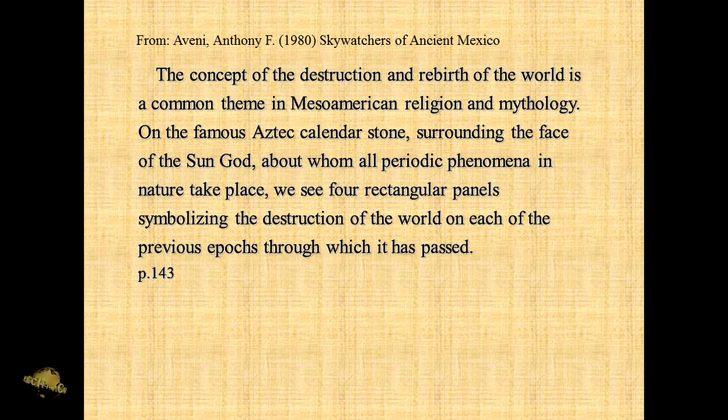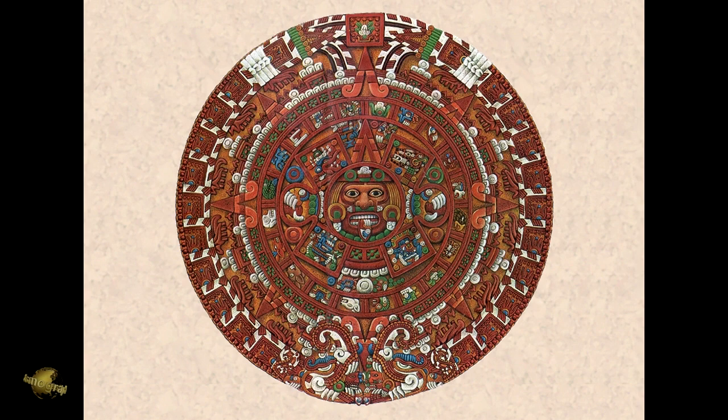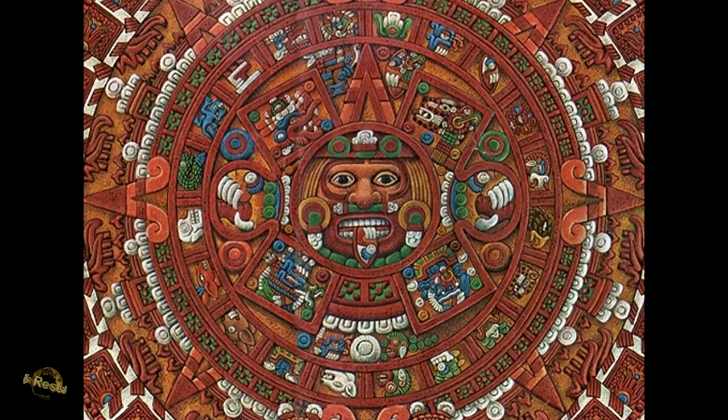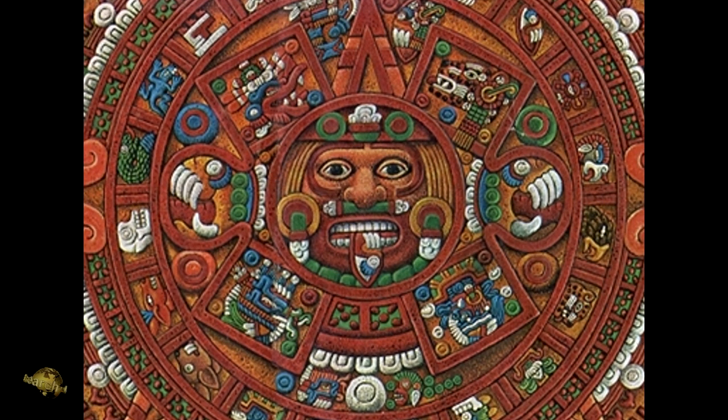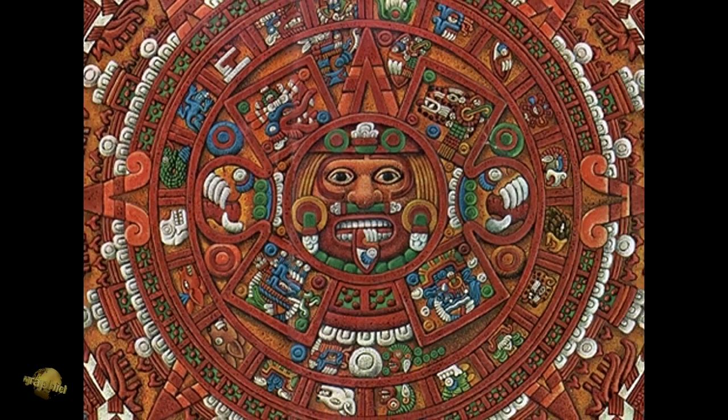Okay, so now let's get to the concept of the destruction and rebirth of the world, a common theme in Mesoamerican religion and mythology. On the famous Aztec calendar stone, surrounding the face of the sun god, about whom all periodic phenomena in nature take place, we see four rectangular panels symbolizing the destruction of the world on each of the previous epochs through which it has passed. And that's, again, something very consistent with the Western traditions.